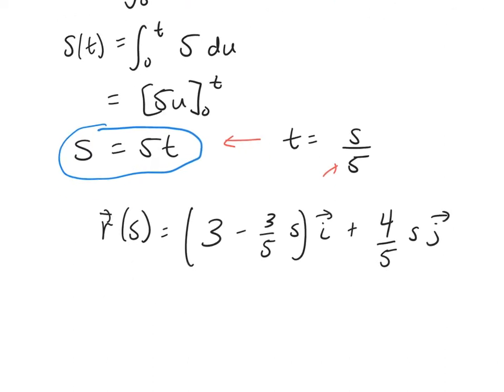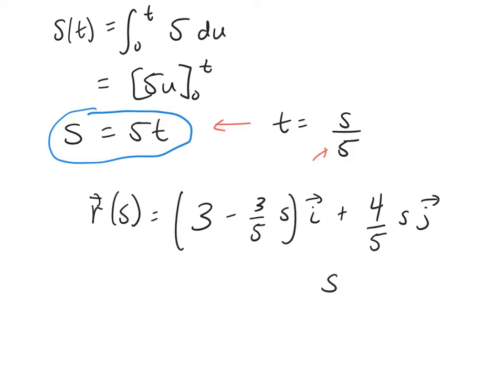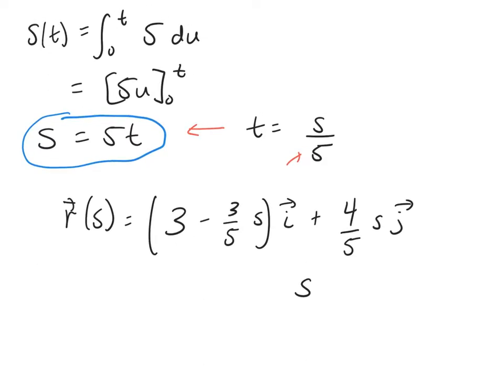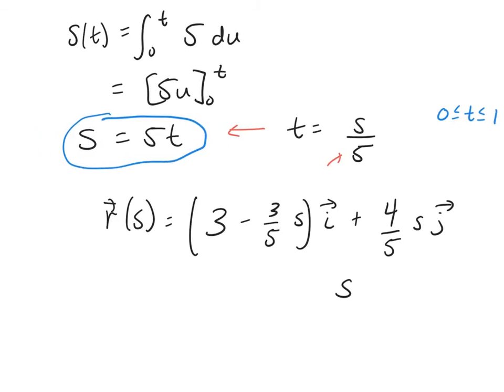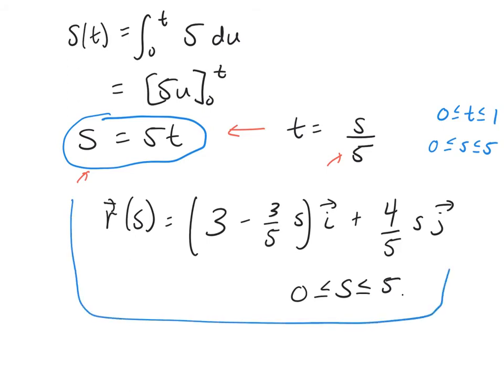Now we need to say our bounds on s here. So to do that, remember t, what were our bounds on t? t went from 0 to 1. So look back over here at your equation. If t goes from 0 to 1, then s will go from 0 to 5. So s goes between 0 and 5. And now I've written r as a function of s instead of t.